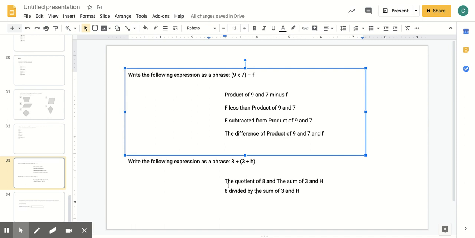What I want you to always make sure you're doing is to then read your sentence back to make sure it matches the expression. So the quotient of 8 and the sum of 3 and h matches. 8 divided by the sum of 3 and h also matches. I'll come back up here. The product of 9 and 7, yep, minus f, that works. F less than the product of 9 and 7 works. F subtracted from the product of 9 and 7 works. And the difference of the product and f also works.